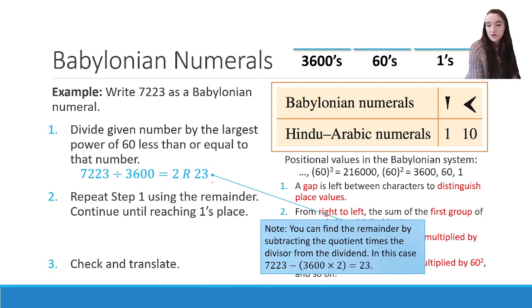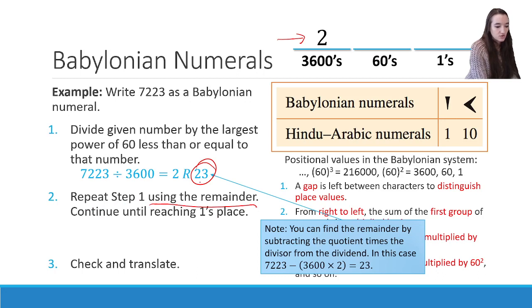So we're going to have to know this process. We're going to repeat this process multiple times in these problems, so make sure you practice figuring out how to get your remainder. It's always the same process. It's always this number times this number, subtract this from this number. That's how we get the remainder. Okay, so now what do I do with 2R23? Well, the 2 gets placed in the 3,600s place up here. The 23 gets taken down into step 2 because we repeat step 1 using the remainder.